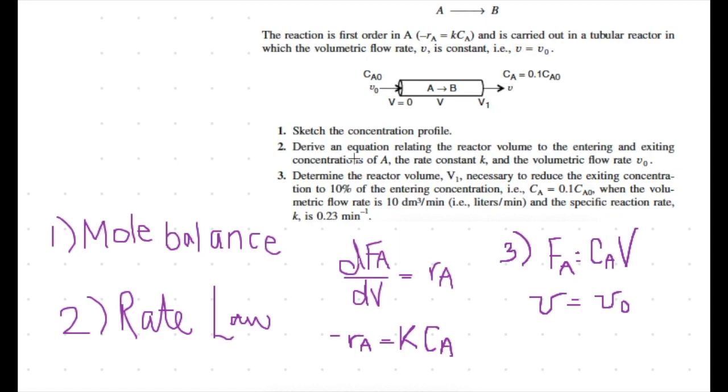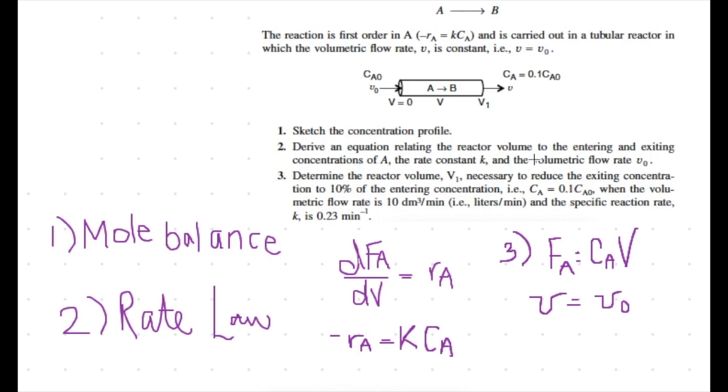So we want to derive an equation relating the reactor volume to the entering and exiting concentrations. Whenever we want to derive an equation, we usually start with our mole balance, and then we take the rate law and any other equations, and we substitute them into our mole balance in order to manipulate it.